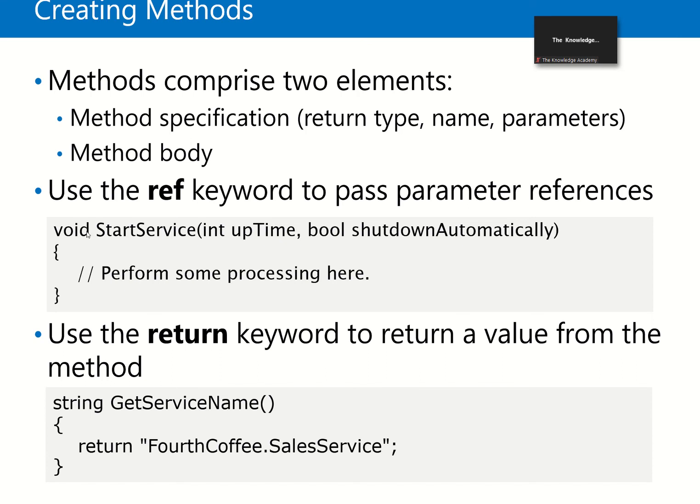So this is the example. You create a method called StartService and you pass a couple of values. And this is the action for your method. You can use the return keyword to return a value from your method. It means this method is returning a string. So this is the one that you return.